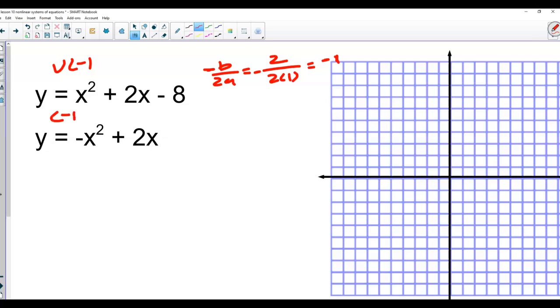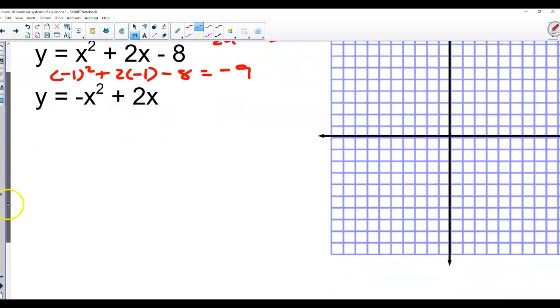I plug that in. Negative 1 squared plus 2 times negative 1 minus 8. Negative 1 squared in this case. And the difference is the negative 1 is the actual value of x. So that's what I'm plugging in for x. That's why the negative gets applied to the squared here, but not in the previous problem. Negative 1 squared is 1. 2 times negative 1 is negative 2. So that's negative 1 minus 8. We get a negative 9. So there's my vertex, negative 1, negative 9.